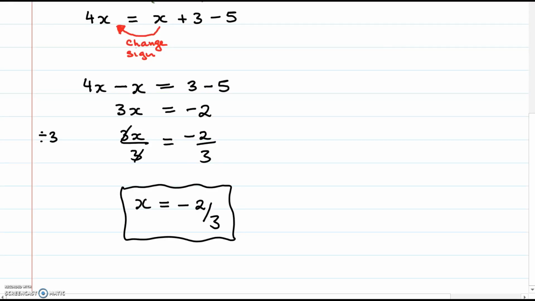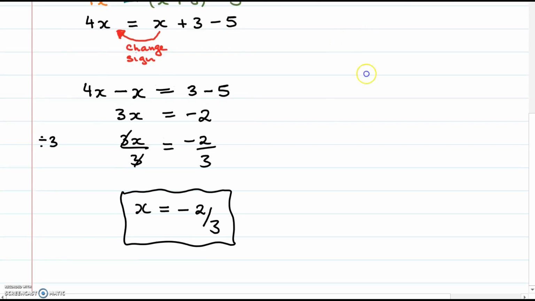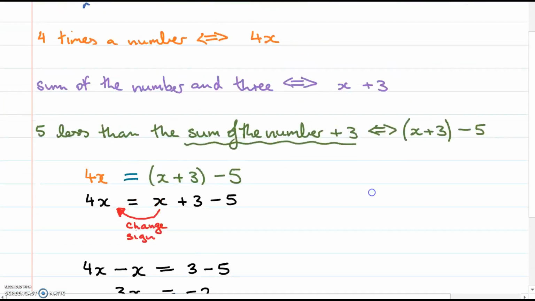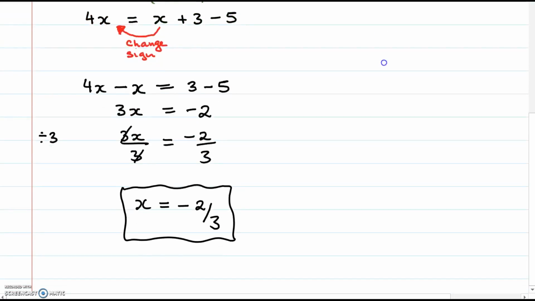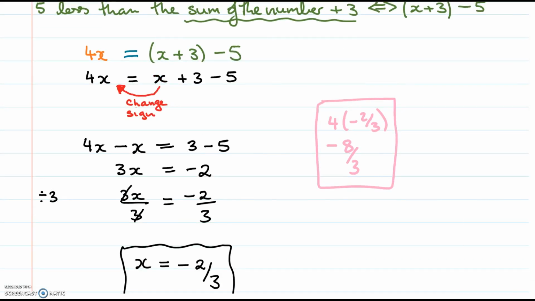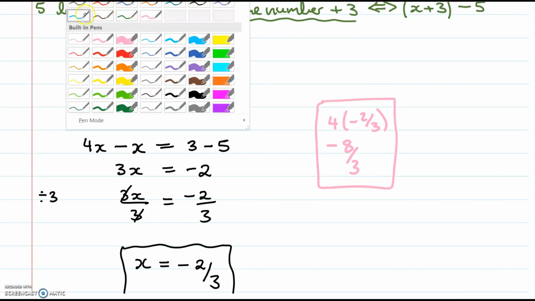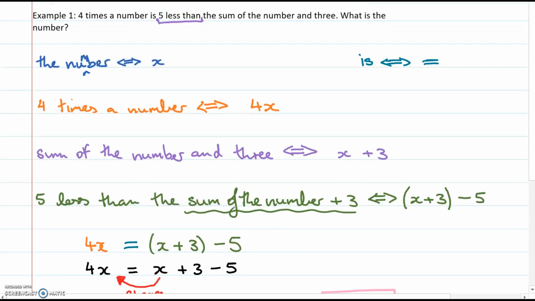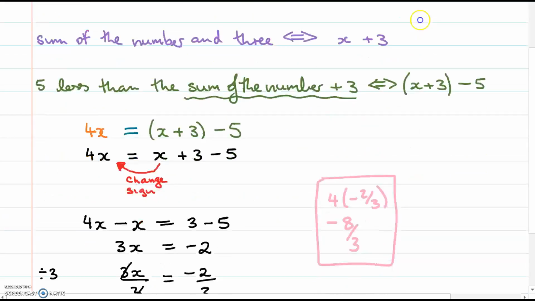Let's see if it works. Let's just check, and we'll check with this pink color. So what did we say? If we go back and read the question, 4 times a number. So 4 times negative 2/3, that's negative 8 over 3. Okay, that was one side of our equation. The other side of the equation said 5 less than the sum of the number and 3.